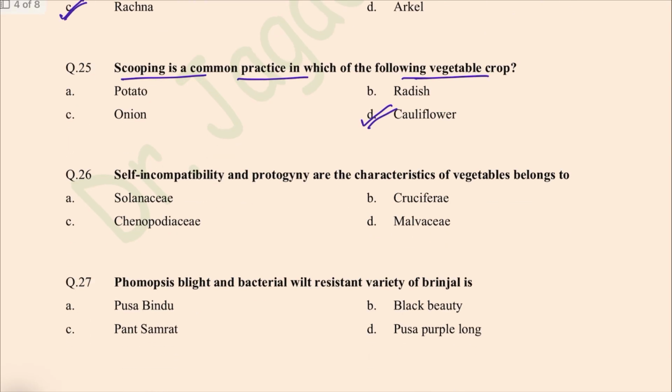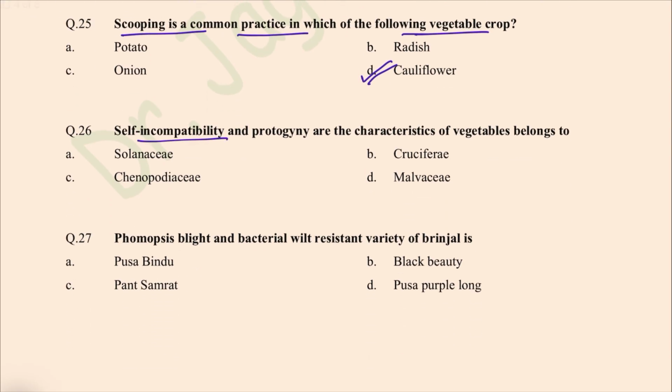Next question: self incompatibility and protogyny are the characteristic features of vegetables belonging to which group? That is crucifers. All the vegetables belonging to crucifers mostly have self incompatibility and protogyny. Self incompatibility is a genetic mechanism that prevents self pollination, and protogyny is the condition where the stigma matures before the anthers. So the female part matures before the male part. Both are mechanisms that promote cross pollination.